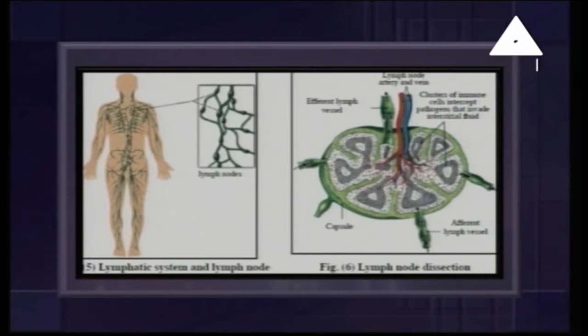As we said, each node includes pockets, and each pocket contains how many? Yes, there are three different types: B lymphocytes, T lymphocytes, and macrophages, to remove and eliminate any pathogens in the body.